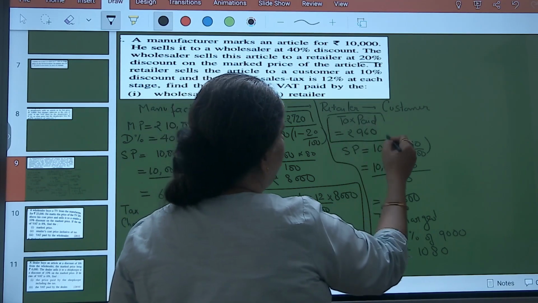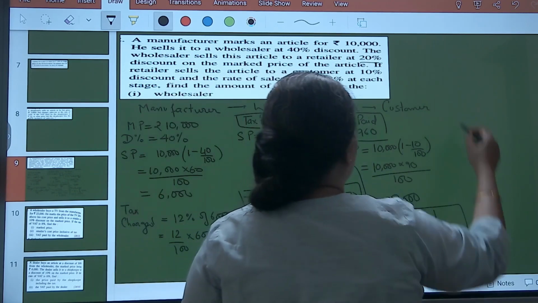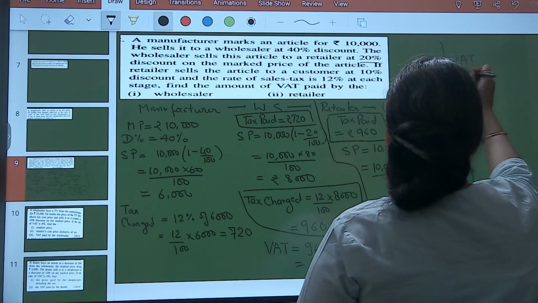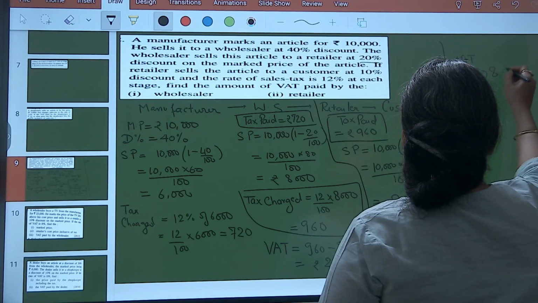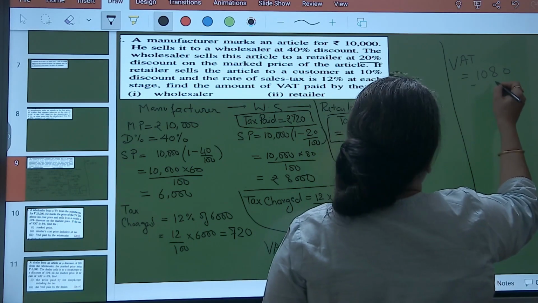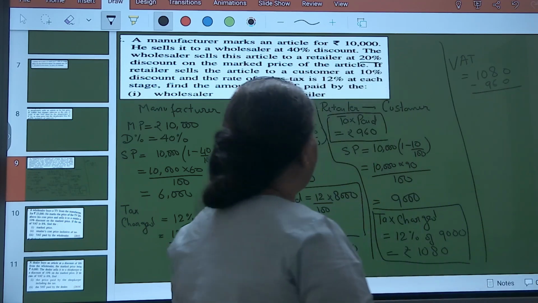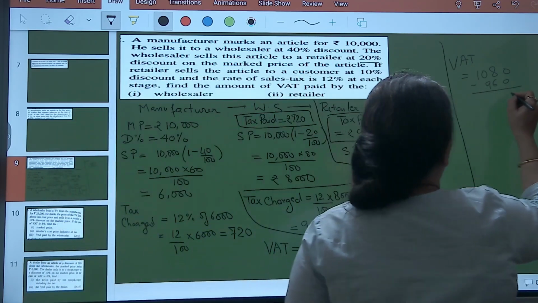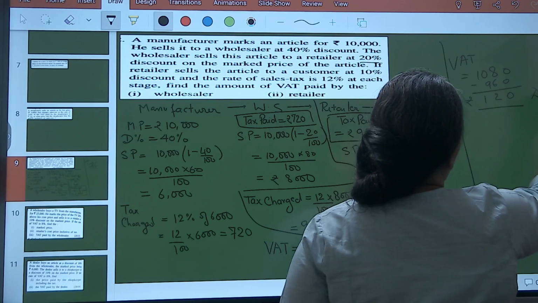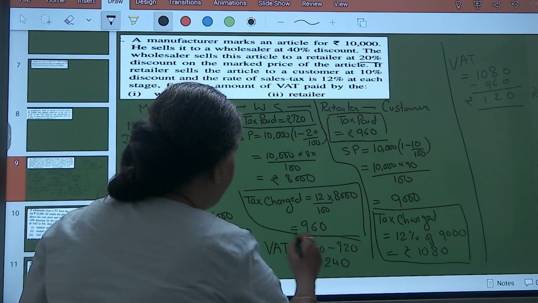So here we have tax paid and tax charged by the retailer. So VAT paid by the retailer will be 1080, that is tax charged from the customer, minus tax that he has already paid during the purchase. So the difference will come out to be 120 rupees. So this is the answer for the second part, and this is the answer for the first part.